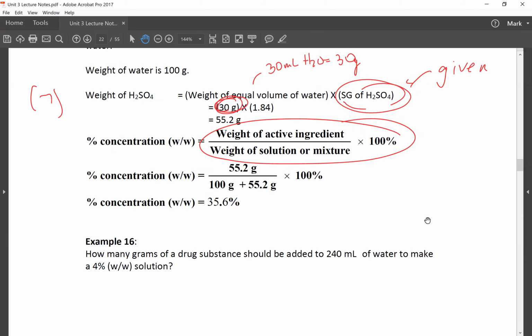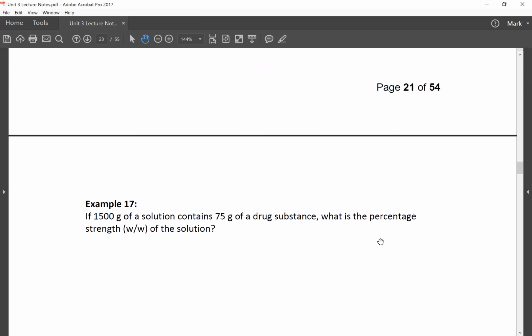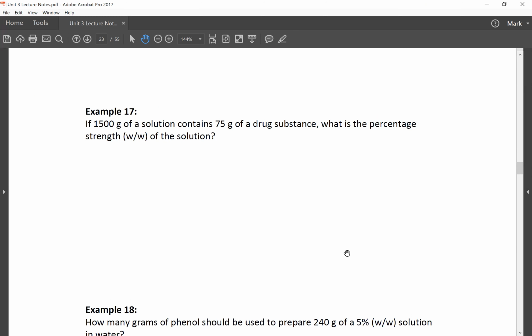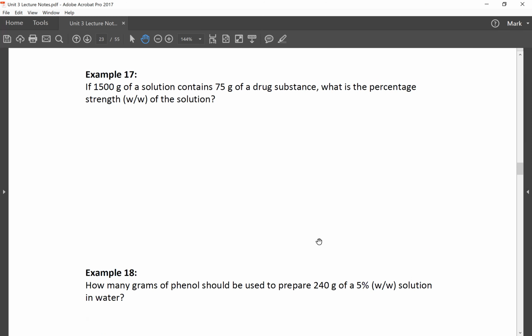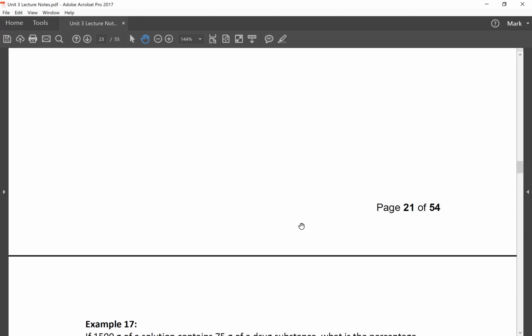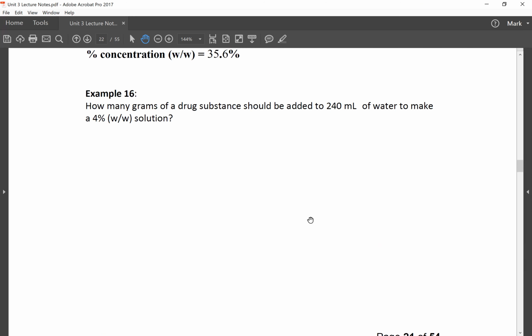So let's look at some of these together. I asked you guys at the beginning of class to try these examples, but let's look at example number 16. Example number 16 is kind of like the warm-up question, very easy. We don't need to worry about specific gravity. All right, so let's look at this one.